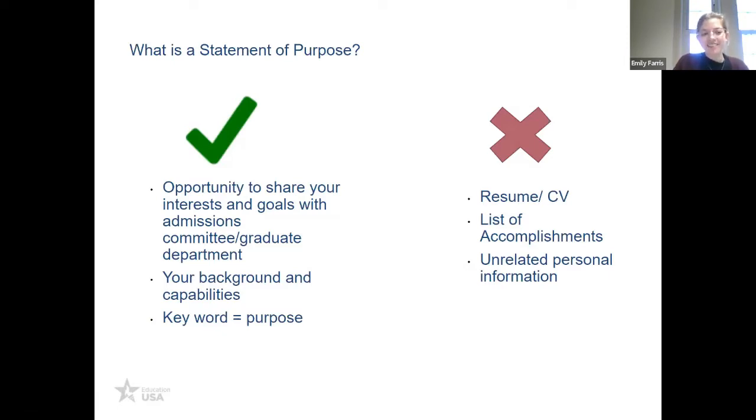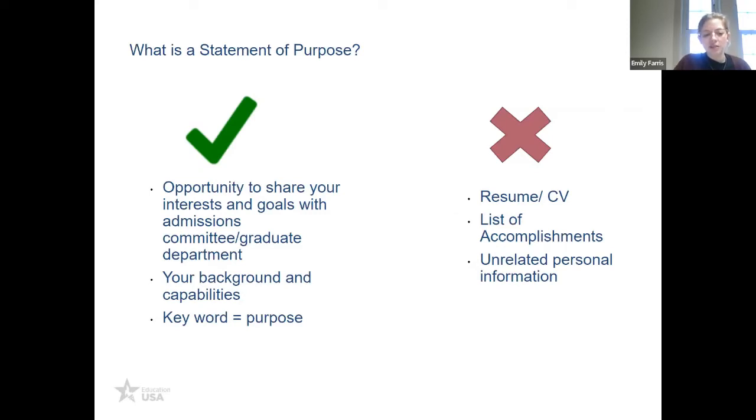Just continuing with what is a statement of purpose. A couple of things that it should cover, that it does contain. It's an opportunity to share your interest and goals with the admissions committee or the graduate department. It can cover your background and capabilities and how they relate to the program that you're applying for.